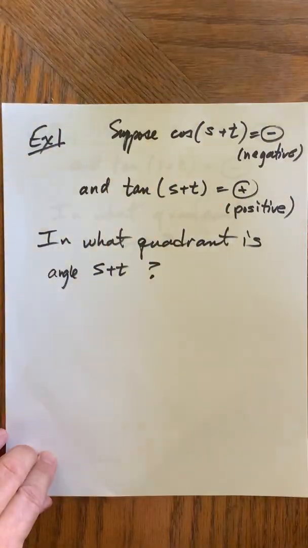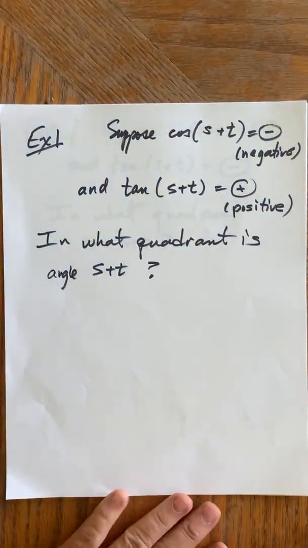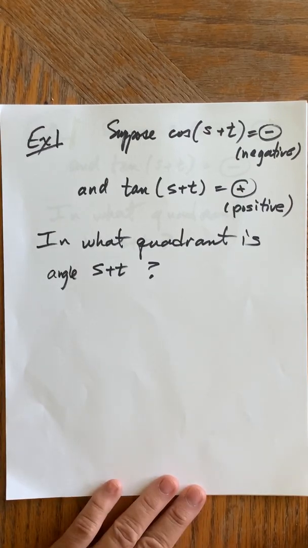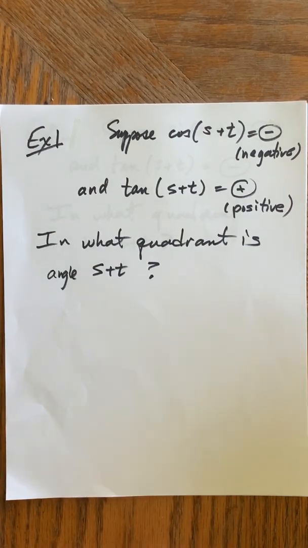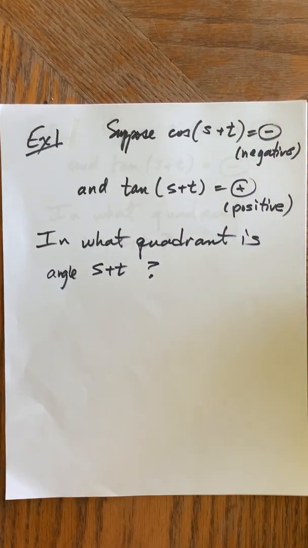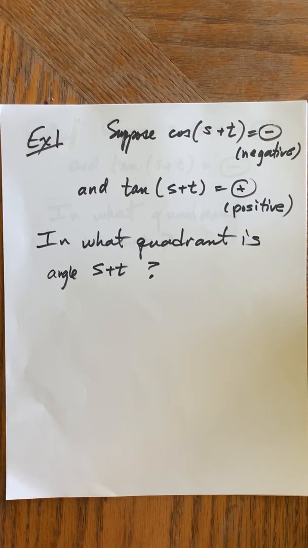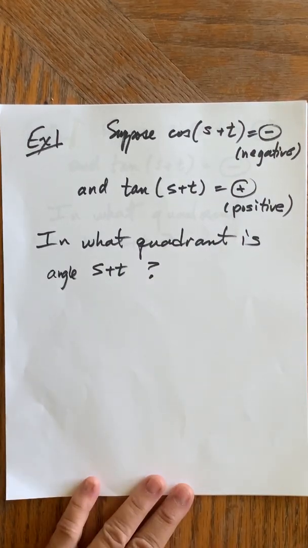So let me go through a few problems. By the way, it really doesn't matter what the original quadrant of each individual angle was. What matters is what you end up finding out for the trig ratio, the sine, cosine, tangent, of the sum or difference of the angles. That's what matters. All right, so here's an example.